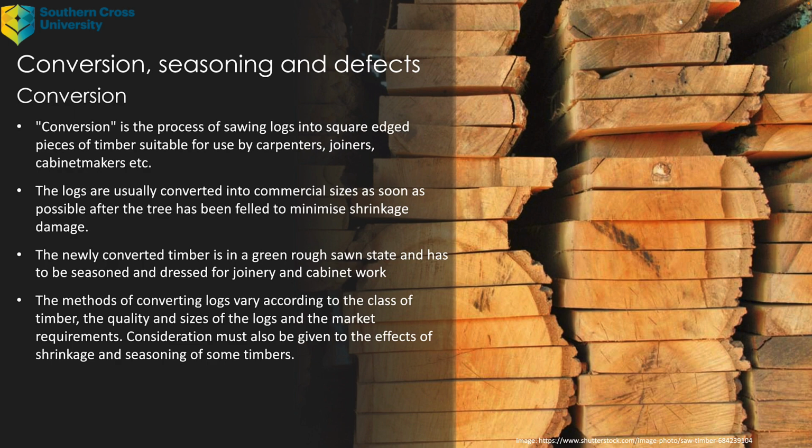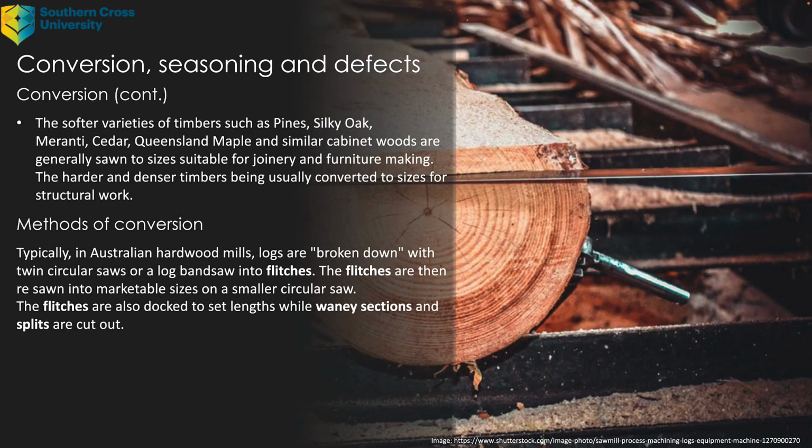The methods of converting logs vary according to the class of timber, the quality and sizes of the logs, and the market requirements. Consideration must also be given to the effects of shrinkage and seasoning of some timbers. The softer varieties of timbers such as pines, silky oak, Meranti, cedar, Queensland maple, and similar cabinet woods are generally sawn to sizes suitable for joinery and furniture making. The harder and denser timbers being usually converted to sizes for structural work, like bearers, joists, frames, that sort of thing.